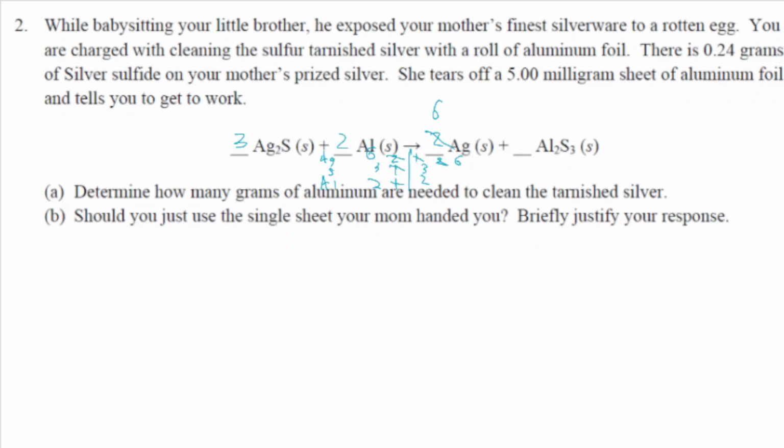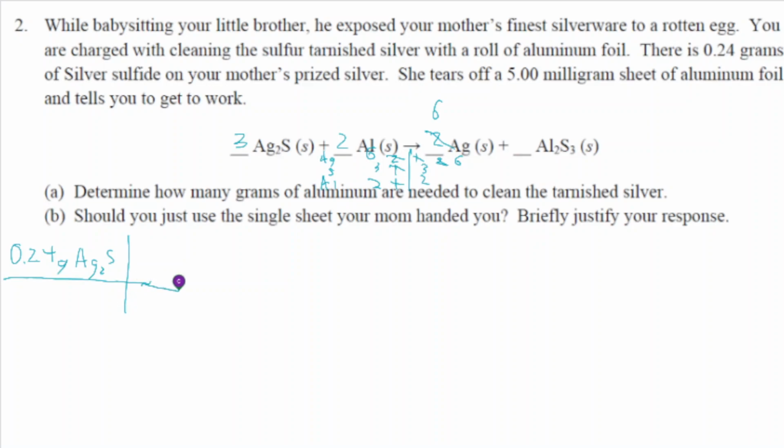So we want to determine how many grams of aluminum are needed to clean the tarnished silver. We have several numbers given to us in the problem. We want to make sure that we're looking at the right one. So if we're trying to figure out how much we need to clean the tarnished silver, we want to look at how much tarnished silver we have. So we have 0.24 grams of silver sulfide, or tarnished silver. So that's what we want to use for our numbers. So I'm going to set up a little railroad cross method here. So we're going to start with 0.24 grams of silver sulfide.